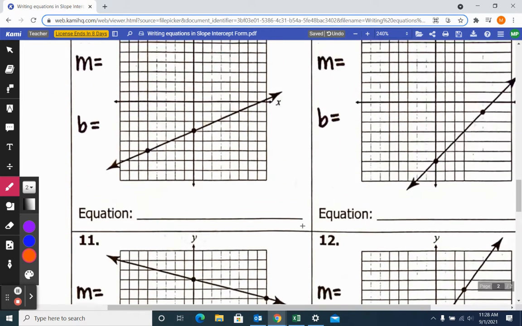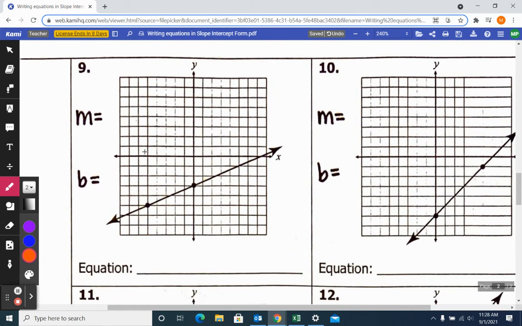Okay, let's try again. So the first thing we're going to do is identify my y-intercept. So from 0, 0, count. It goes down 1, 2, 3. So what's your b? -3. Good.